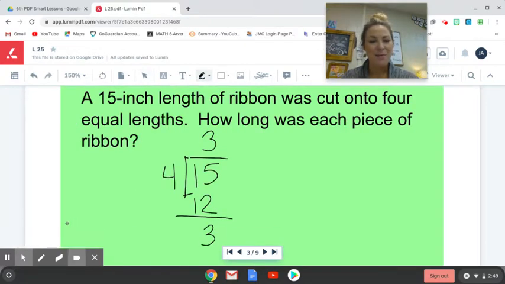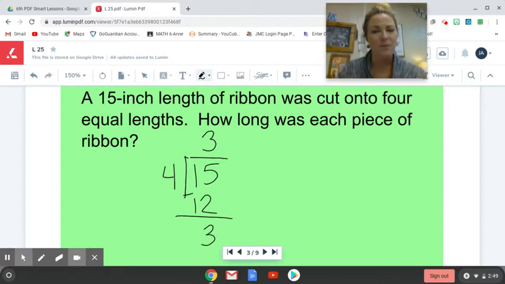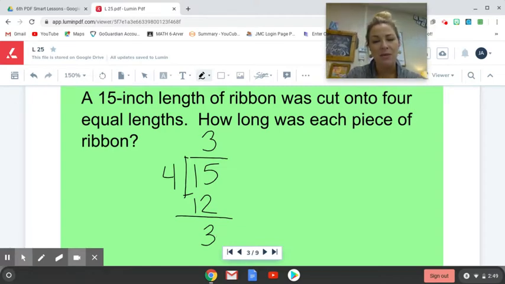All right, so I'm going to unpause here. I've done a lot of this work already. I have my 15-inch piece of ribbon divided into 4 equal lengths. So 15 divided by 4. I said that 4 could go into 15 3 times. 3 times 4 is 12, so I wrote my 12 right here. 15 minus 12 leaves me with 3. Typically at this point we would say 3 remainder 3, but we're more advanced than that now. We're going to say 3, and then just a reminder, this 3 down here gets brought all the way up to be my new numerator.